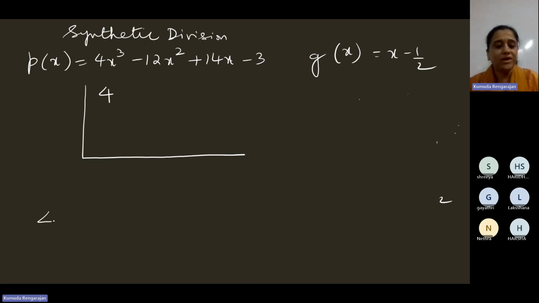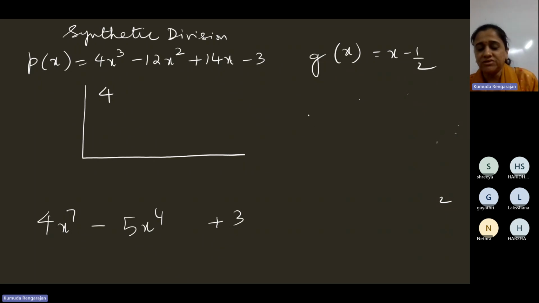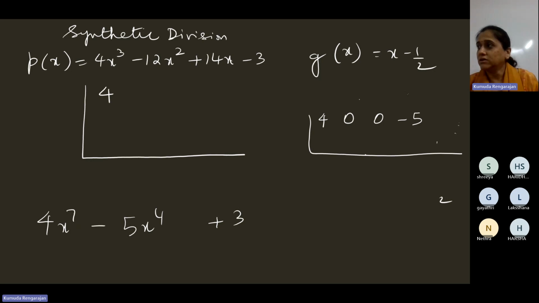See, supposing you have 4x to the power 7, and after this you have minus 5x to the power 4 and plus 3, supposing. Now you're performing the synthetic division. X to the power 7, the coefficient is 4. X to the power 6, no. So the coefficient is 0. X to the power 5, no. The coefficient is 0. X to the power 4, the coefficient is minus 5. X to the power 3, the coefficient is 0. So if a particular term is absent, you must write its coefficient as 0. That's important. If a particular term is absent, then you must write its coefficient as 0.